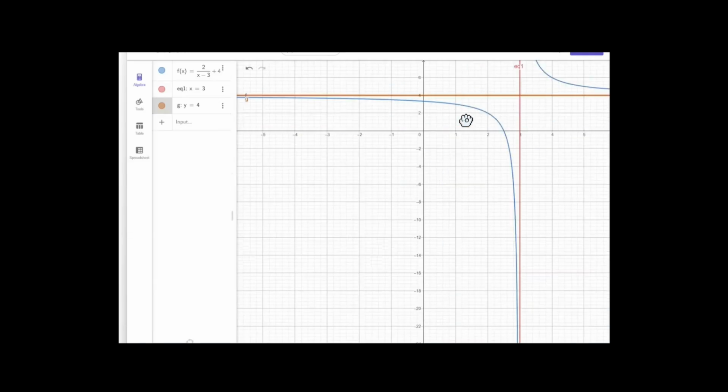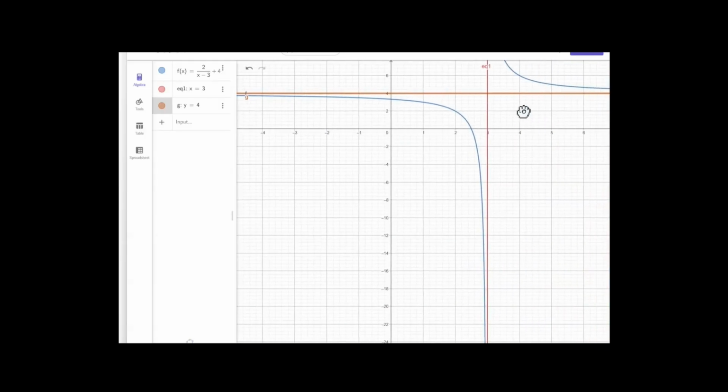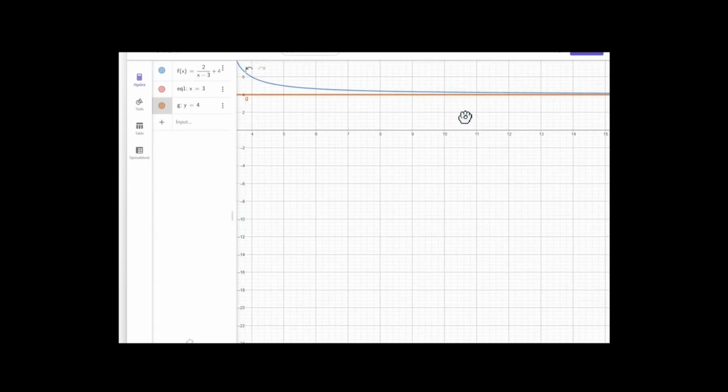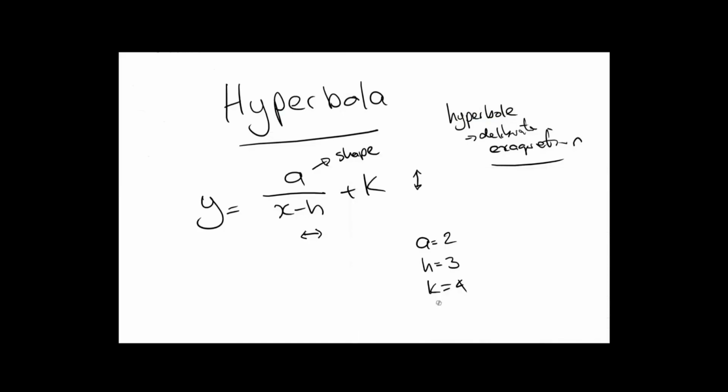So again, this is going to get arbitrarily closer and closer to the asymptote, but never get there as we go to negative infinity. And then as we go out here towards positive infinity, it's going to get arbitrarily close to it from above, but never quite get there. So we can make the general rule that the vertical asymptote is going to be where x equals h, and the horizontal is going to be where y equals k.